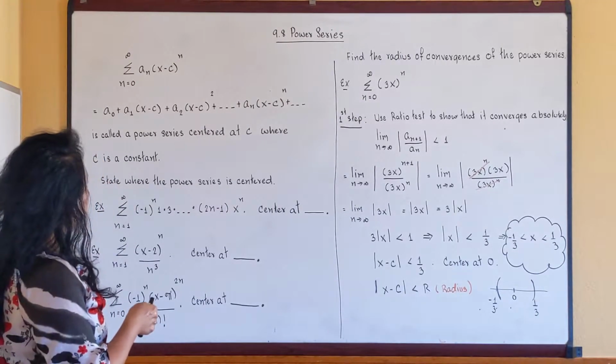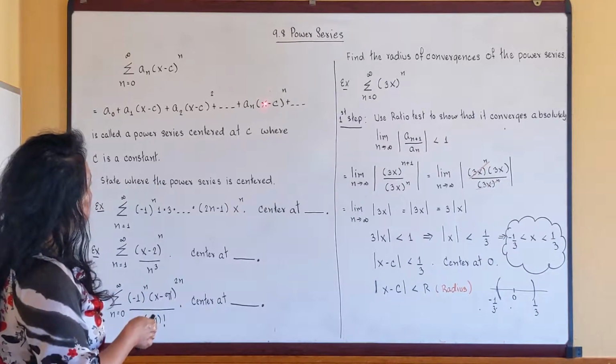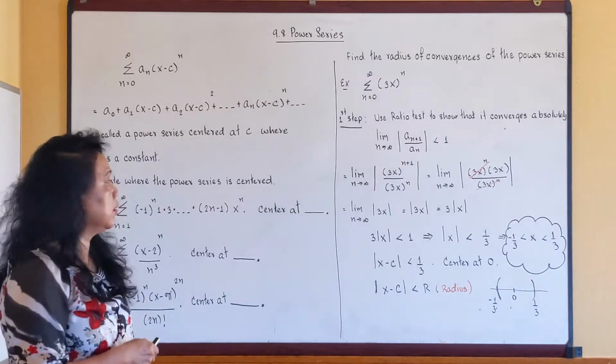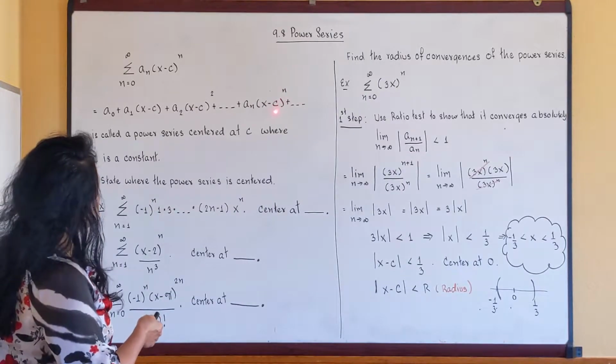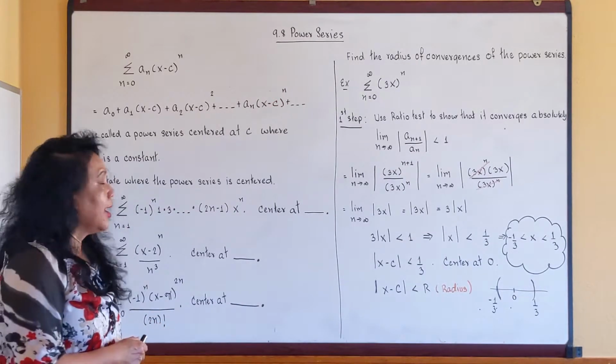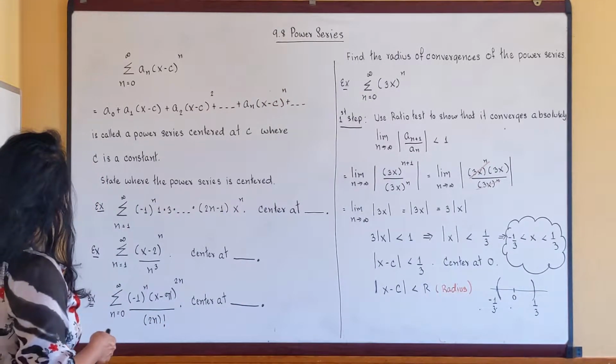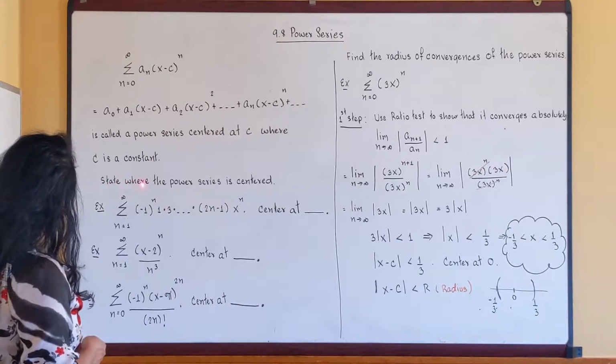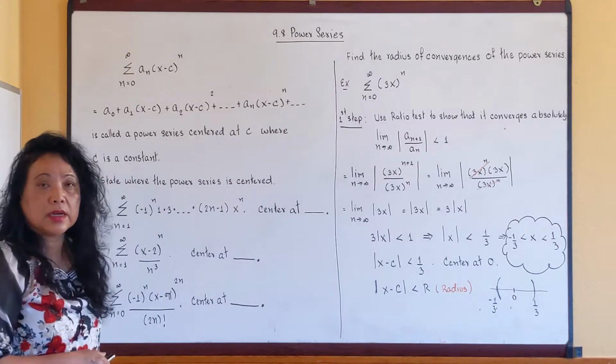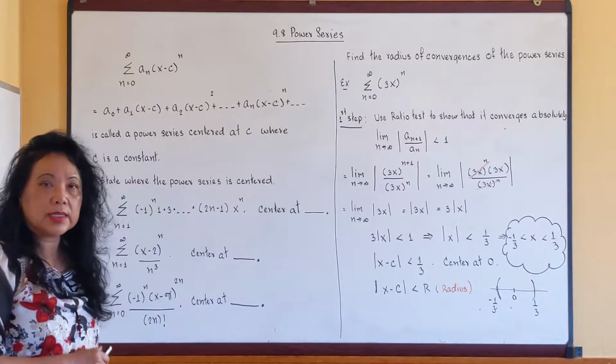So basically you're going to have some expression, some x minus some constant to some power. And c here is the center, it's a constant. Now let's look at our example. They want us to state where the power series is centered. So at this point we're just going to look at the center.